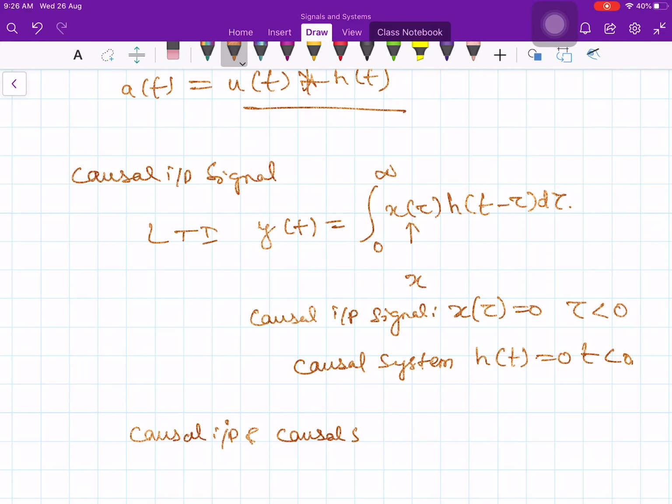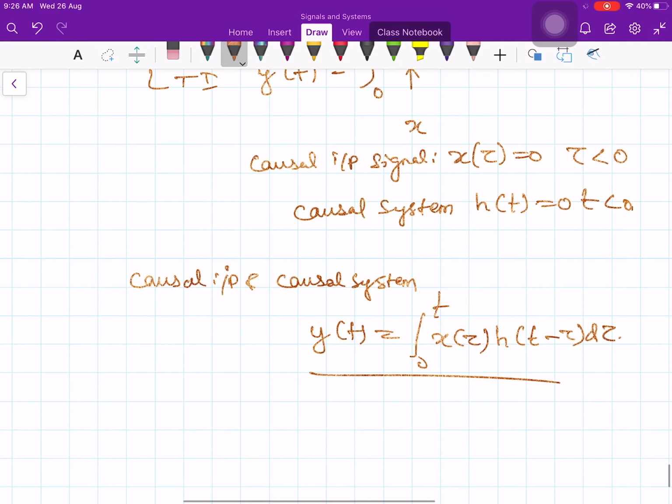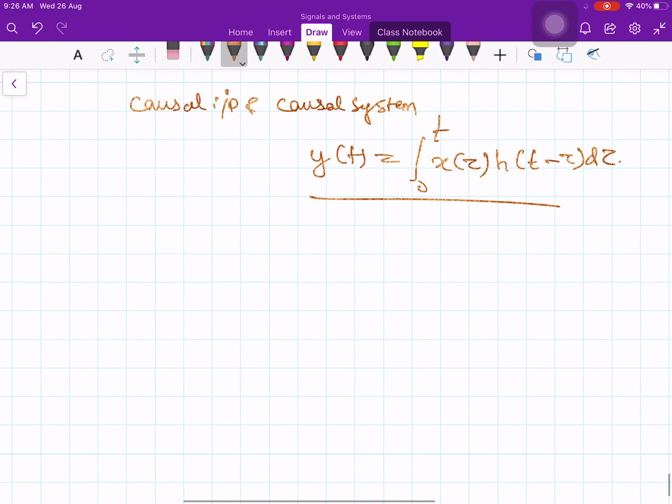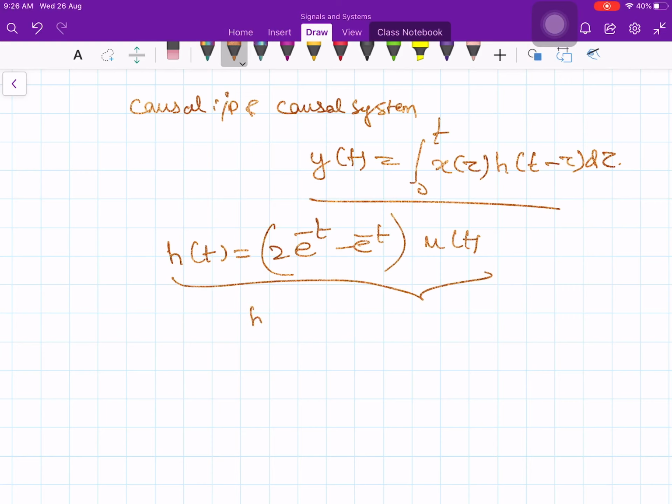In that case, both are there. Then the integral of 0 to t of x of tau h of t minus tau d tau. Please recall this one. I have discussed it in the last lecture. Okay. Now h of t is equal to 2 times e to the minus t minus e to the t times u of t. See, this h of t is equal to 0 for t less than 0. You can substitute and verify. If you substitute t is equal to minus 1, then this function becomes 0. The whole thing will become 0. So this is a causal system.